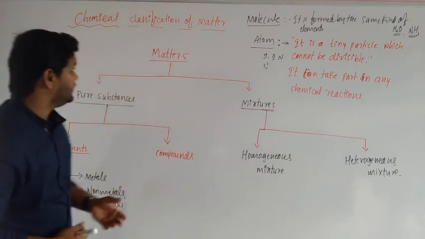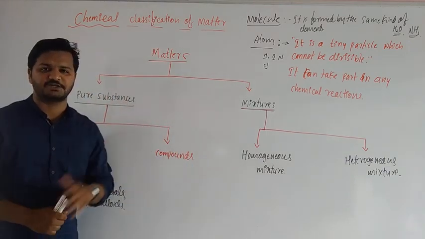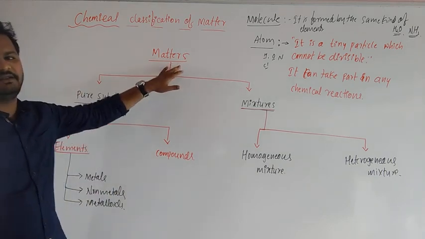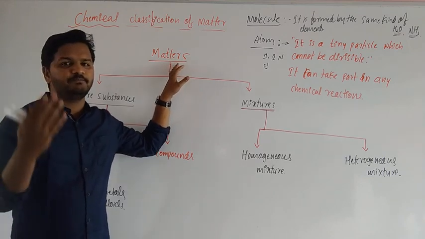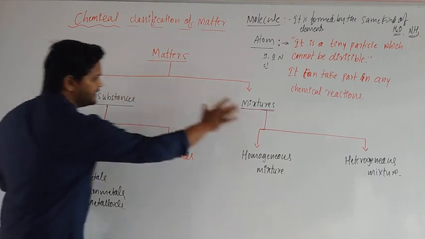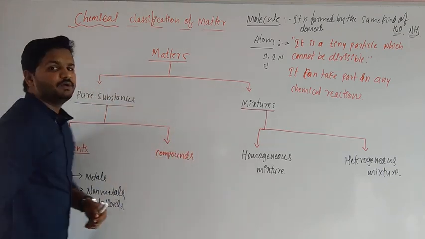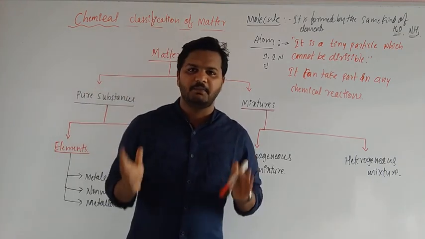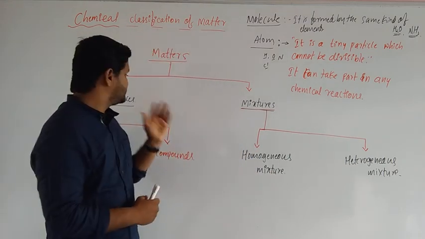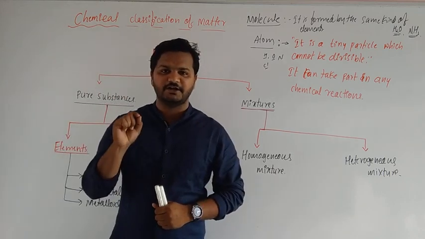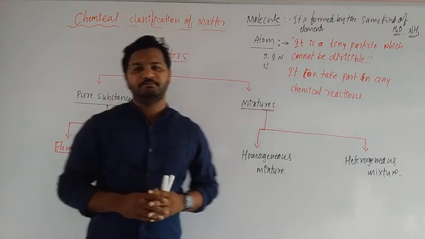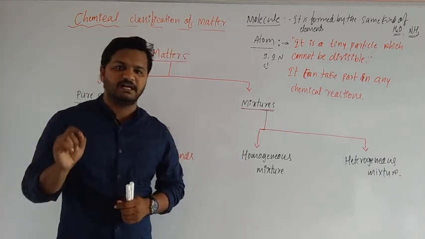And now let us come to matter and the chemical classification of matter. Okay students, first one, tell me matter. What is matter? Anything which has a mass and occupies space. Now matters are classified into two types. One is pure substance and mixtures. First one, pure substances. What is meant by pure substances? Pure substances are the substances which have a definite ratio or a definite composition and which cannot be separated by any simple physical methods.